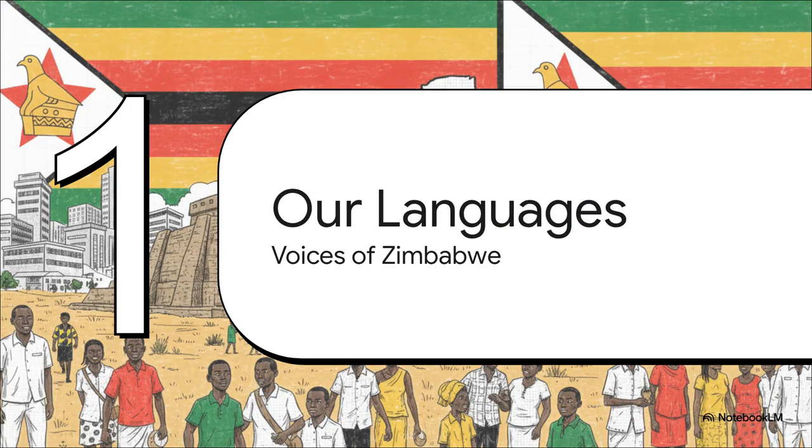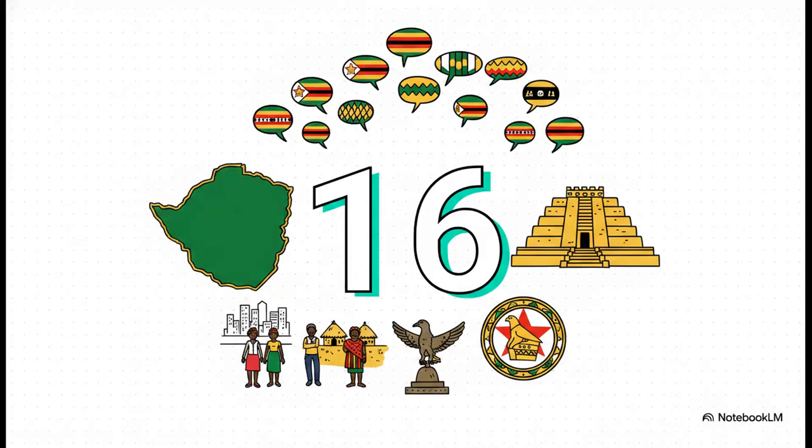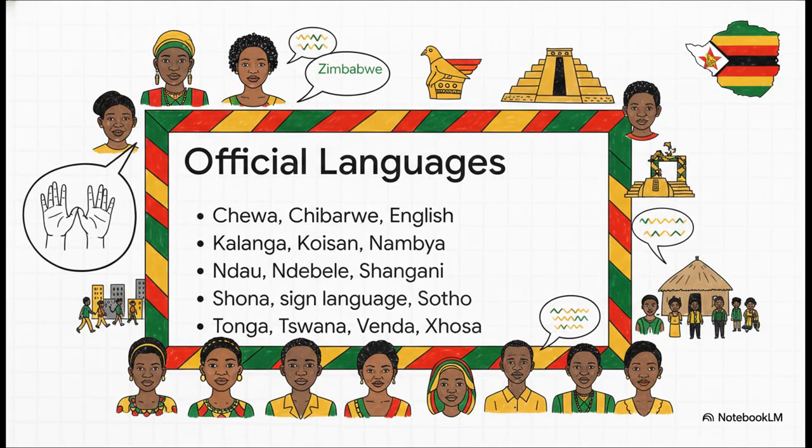Moving on to Section 6, our languages, the many voices of Zimbabwe. Now, did you know that our supreme law officially recognizes 16 different languages in Zimbabwe? Seriously, 16! That is absolutely incredible. We're talking from Shona and Ndebele all the way to sign language for those who cannot hear, plus Tonga, Kalanga, Chewa, and so many more.